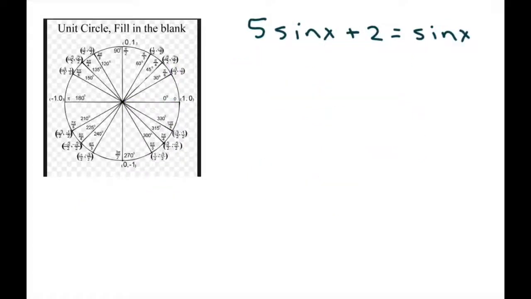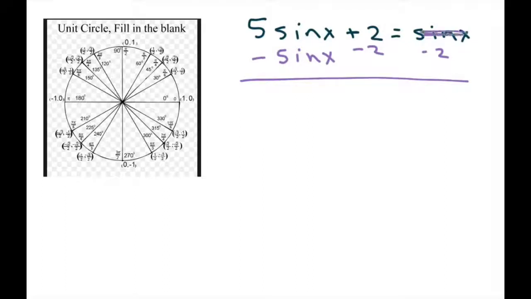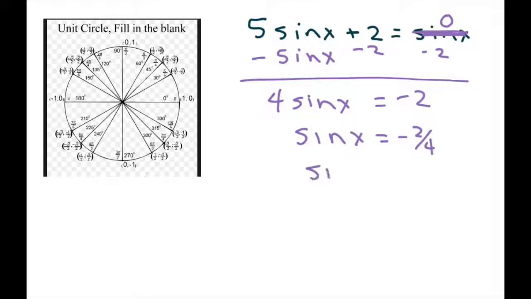Alright, the next one is this one. So what I'm going to do is subtract sine of x from both sides. So you subtract one of these. I'm going to also subtract 2 from both sides. So basically the sine of x goes away because we're subtracting. You get 4 sine of x, and then you have 0 here. 0 minus 2 is negative 2. So you have sine of x equals negative 2/4, or sine of x equals negative 1/2.